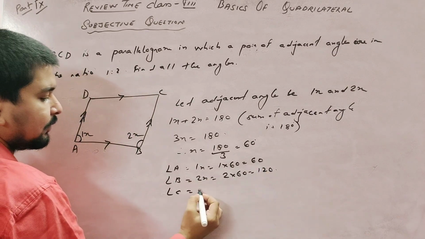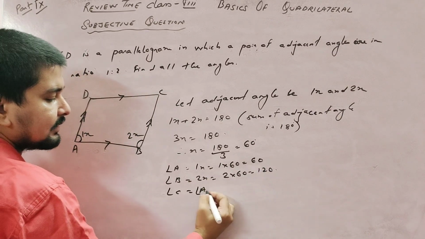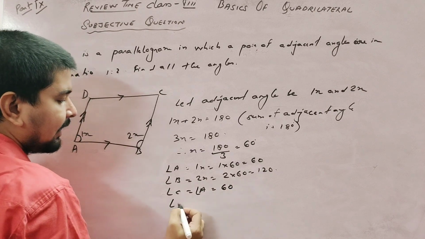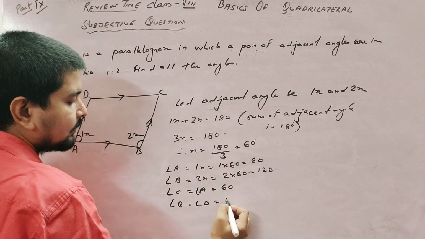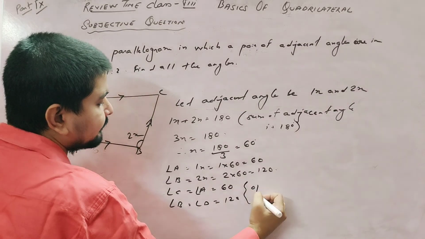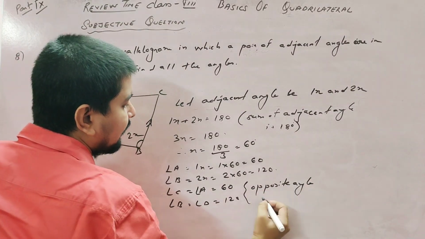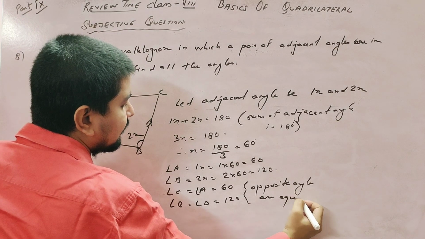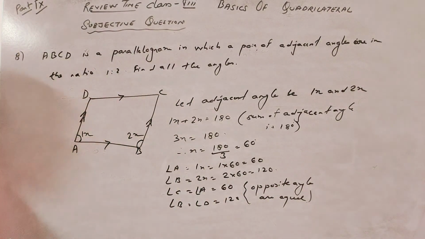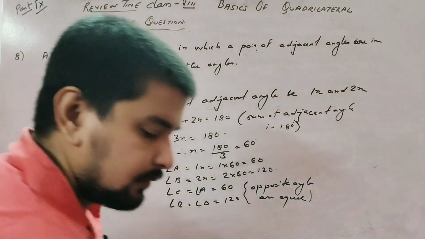Angle C equals angle A. We know that opposite angles are equal, that means 60. And angle B equals angle D equals 120. Reason: opposite angles are equal. Okay, note.